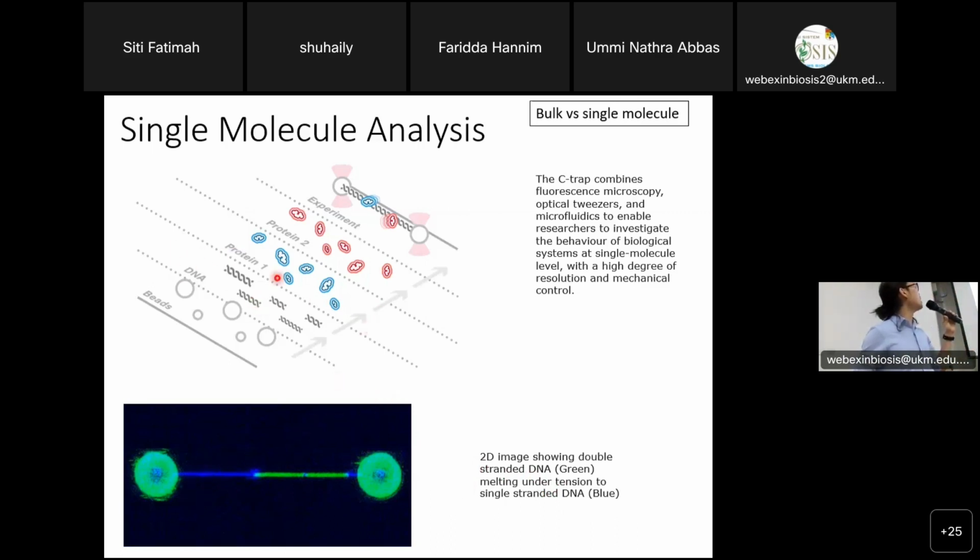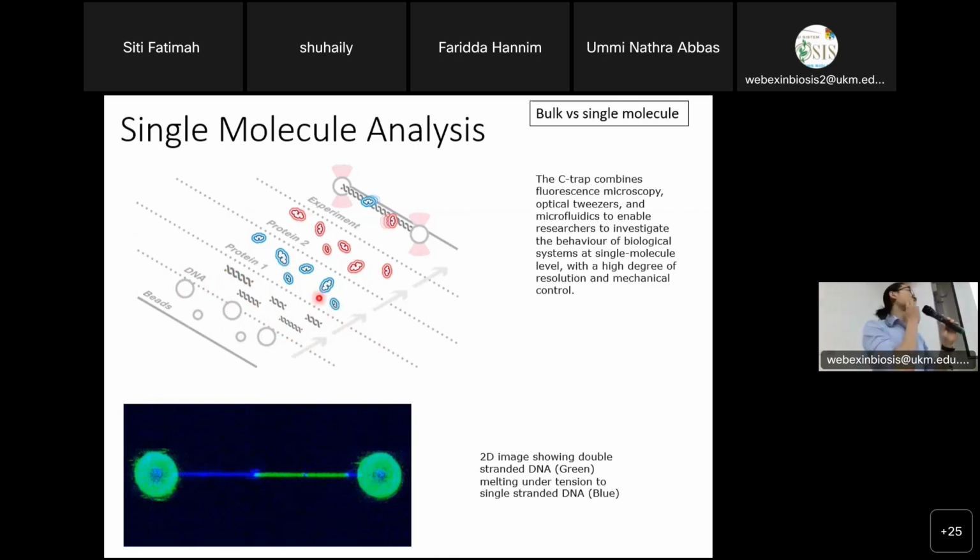So basically, briefly go through how the machine works. You first introduce the beads, and then you introduce your DNA where you biotin labeled both ends, so it will start binding randomly to the beads. Then you wash off all the excess DNA that doesn't bind to the beads. And then you can start to introduce your proteins.